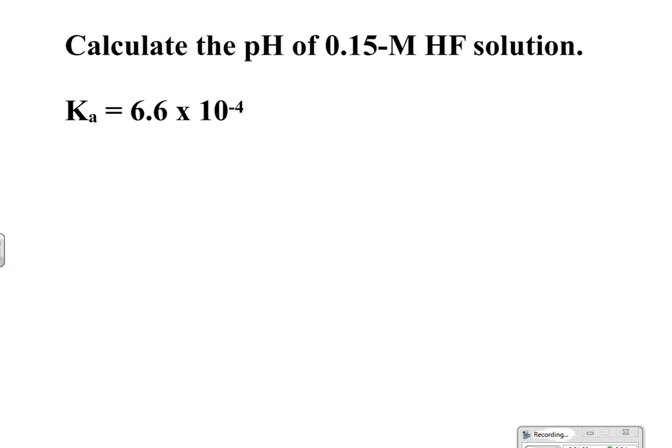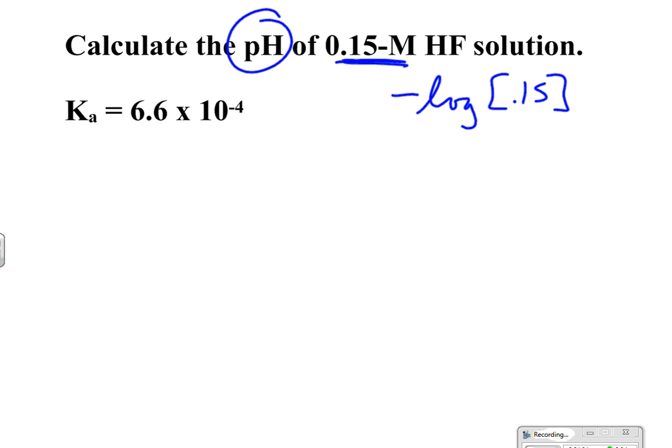We have to find the pH. Well, the problem is that with 0.15, we can't just take the negative log of it, because HF is a weak acid, so that does not work. So the first thing we have to do is write out a weak acid expression.